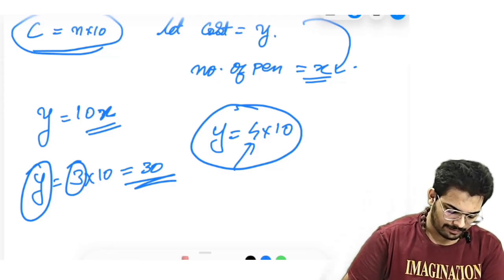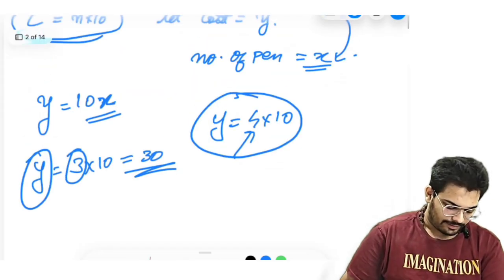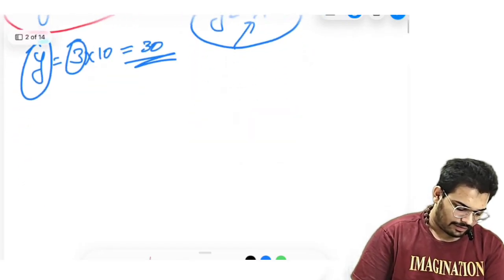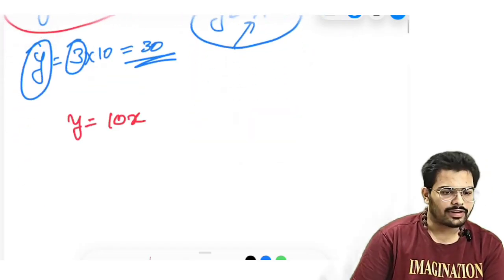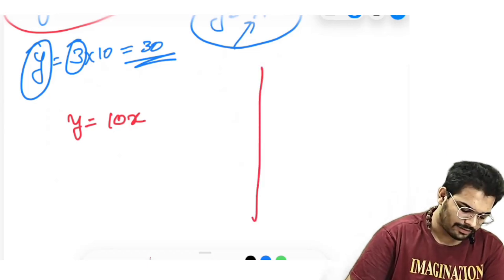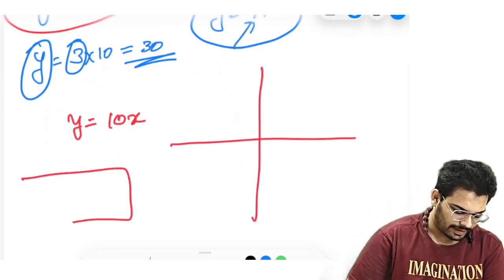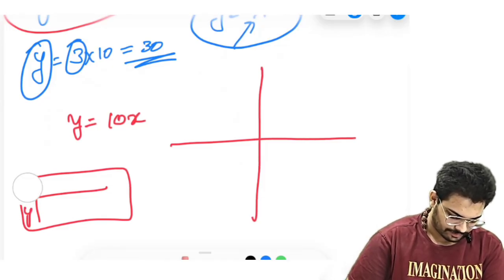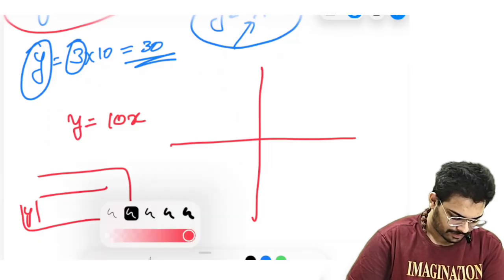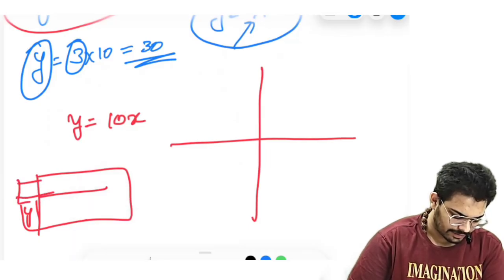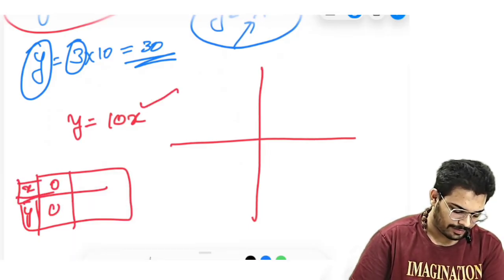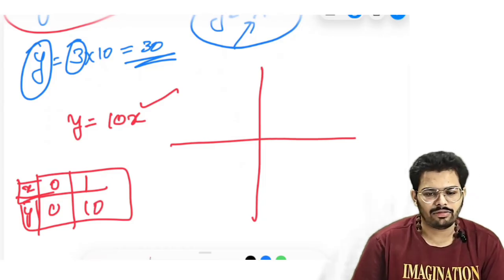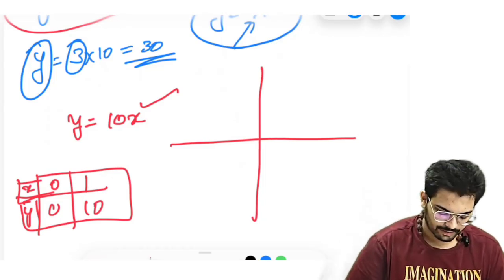Now we can draw the graph. We already framed an equation, that is y equals 10x. How does this graph look like? The graph looks like this. When you put x equal to 0, you need to pay 0. When you buy 1 pen, you need to pay 10. So with two points, you can draw the straight line.